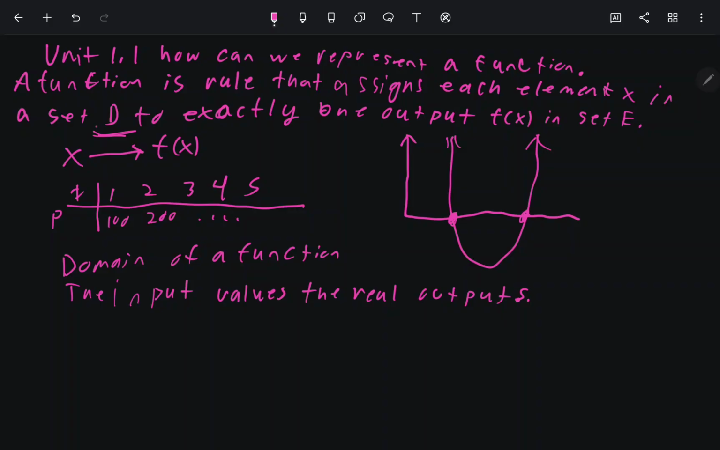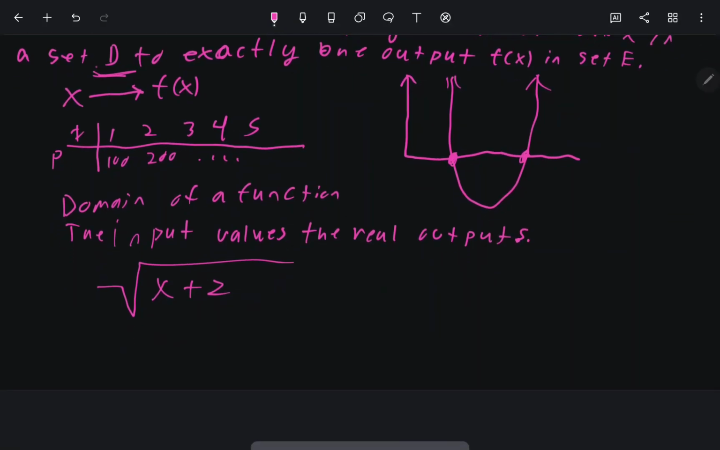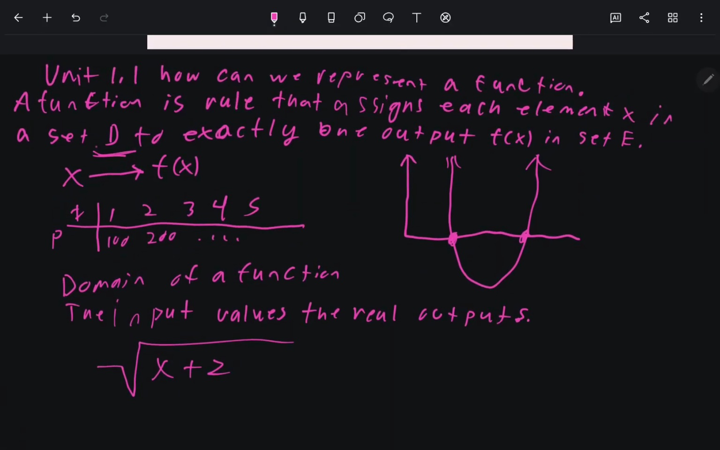So I wanted to start out by asking, what would be the domain of the square root of x plus 2? Well, we actually do have a way of finding this. We know that x plus 2 must be greater than or equal to 0. So x must be greater than or equal to negative 2. And this would be the domain of the function. I'm going to go and erase all this, and I'm going to give us another example.